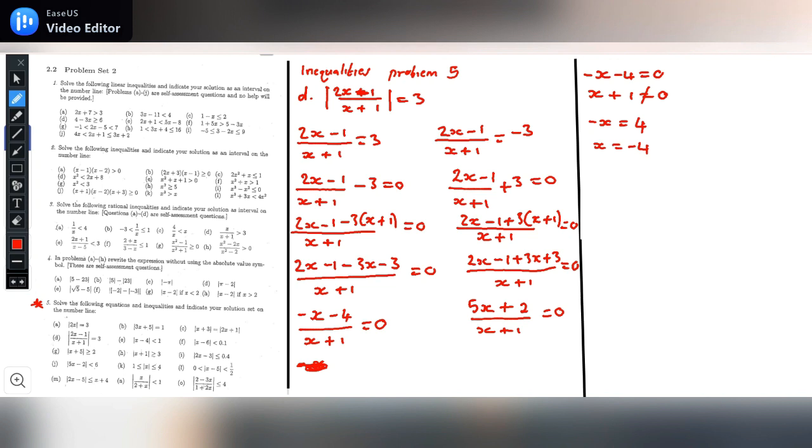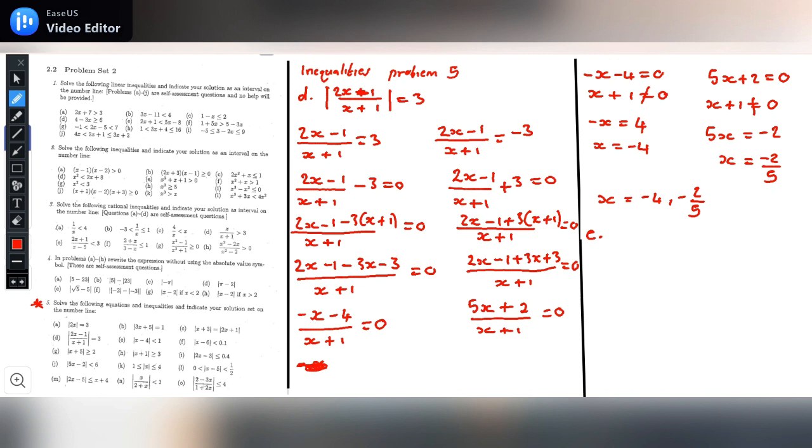Then now we come to 5x plus 2. We do the same thing. We equate it to 0. And also, x plus 1 is equal to 0. But x plus 1 cannot be equal to 0, because if it is equal to 0, the equation is going to be undefined. Right? Then now we solve for x. 5x is equal to minus 2. x is equal to negative 2 over 5, right? Meaning the values that we have for x are minus 4 and minus 2 over 5. That's it for this question for letter D.